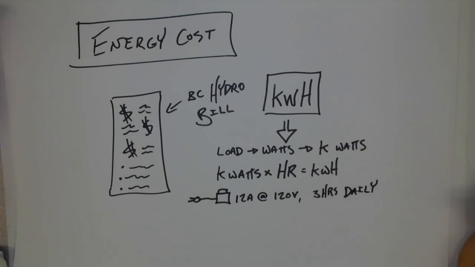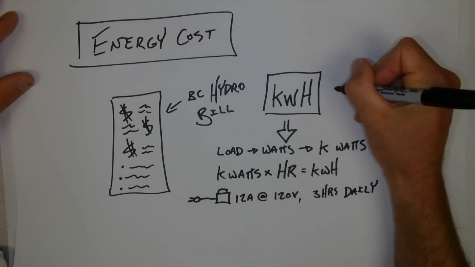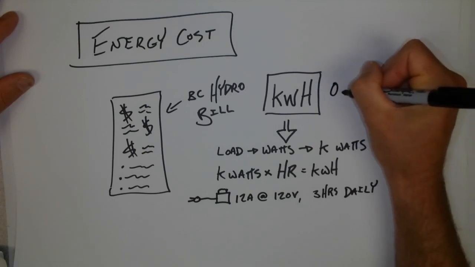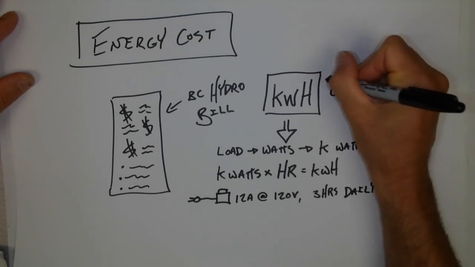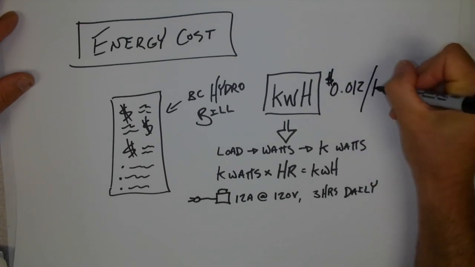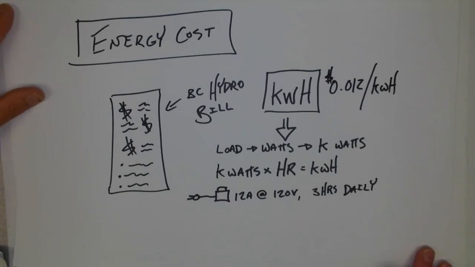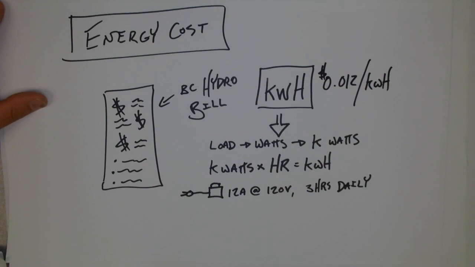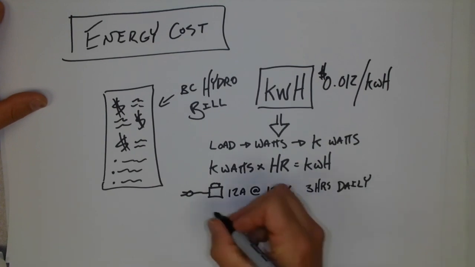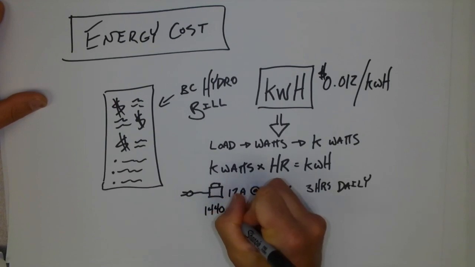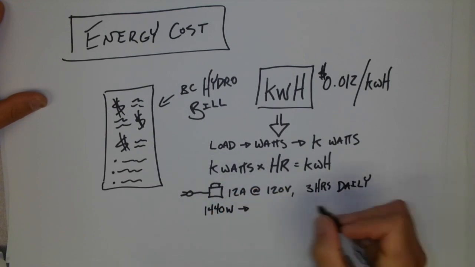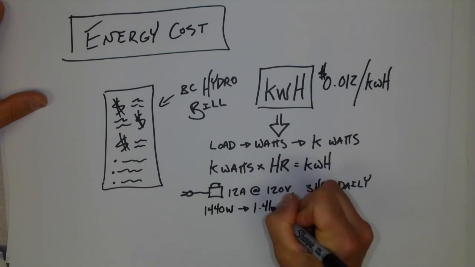Three hours daily. So how much is it going to cost me if BC Hydro is charging out at 12 cents per kilowatt hour, if I was to use this all year, which I do? So let's see. That's pretty simple. We take our 12 times 120 and we get the watts. So that's 1440 watts. We convert it to kilowatts, which would be 1.44.